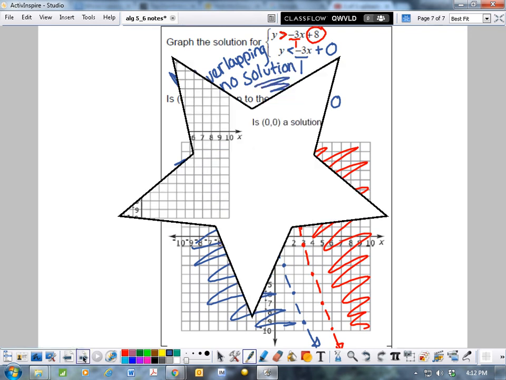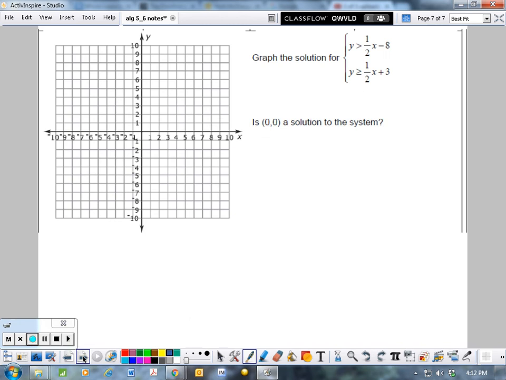Okay, one last example and we are done for chapter 5. Graph the solution for y is greater than 1/2 x minus 8. So I'm going to start at -8. I'm going to go up 1, right 2, or down 1, left 2. It is greater than, so I'm shading above, and no line, so it's dashed. Shading everything above that.